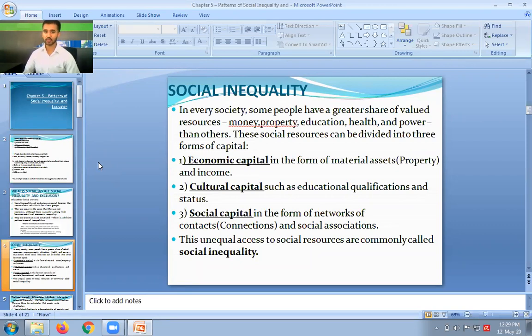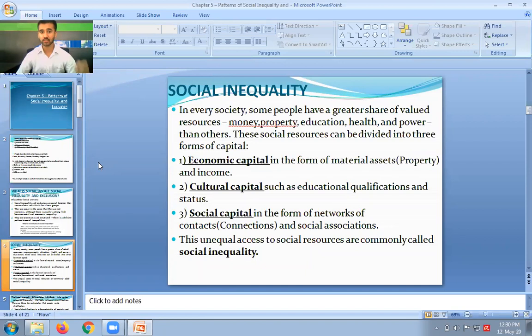So I'm sure you have understood the three forms of capital: economic capital, cultural capital, and social capital. And look at that, this last line is very important. This unequal access to social resources is commonly called social inequality. As easily as you can understand this, people who have better access to all these three kinds of capital, and people who don't have better access to all these three capitals, obviously it is going to give rise to inequality, right? It is definitely going to give rise to inequality.